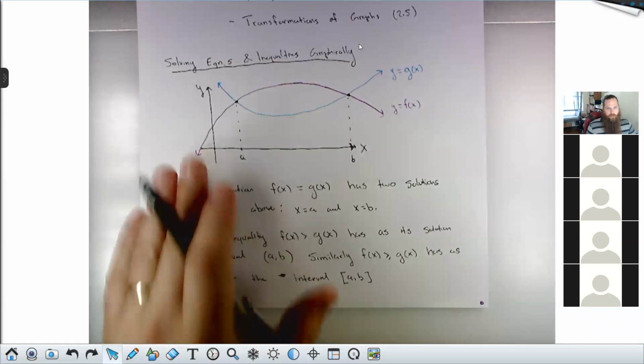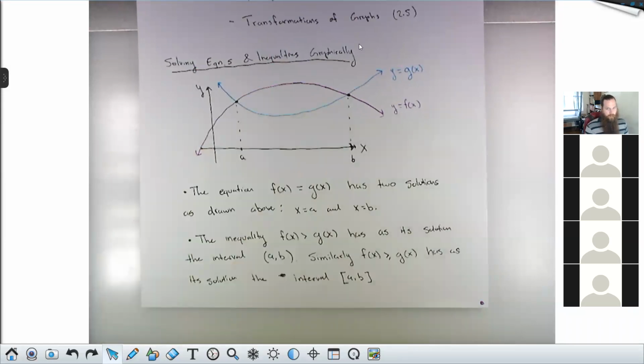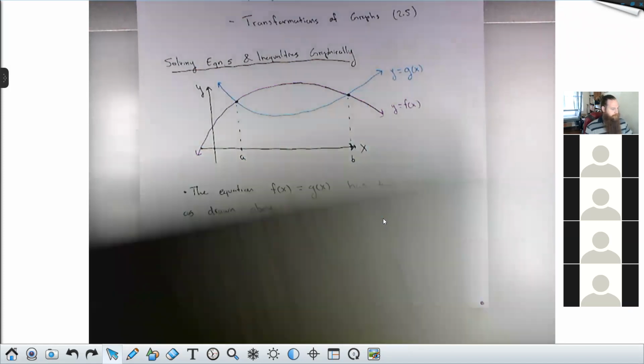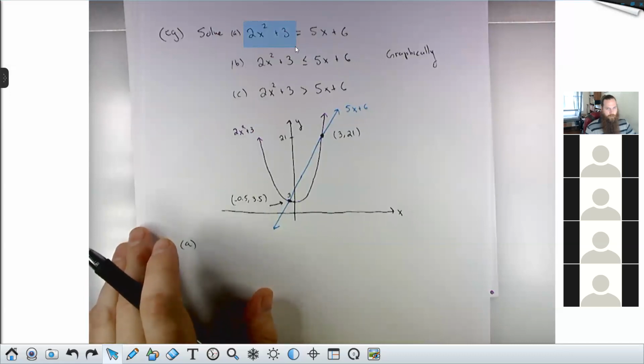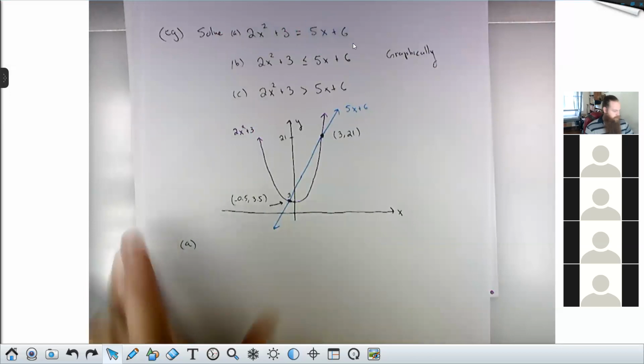I appreciate the bravery to answer. Don't ever be afraid to say something that's wrong. You'll catch me saying things that are wrong from time to time too. So we're trying to solve an equation that looks like this, right? 2x squared plus 3 is our f, and 5x plus 6 is our g. So the equation f equals g is solved by the x values where the graphs touch. So if we look here, here's my f of x, here's my g of x. We can even label them like that.